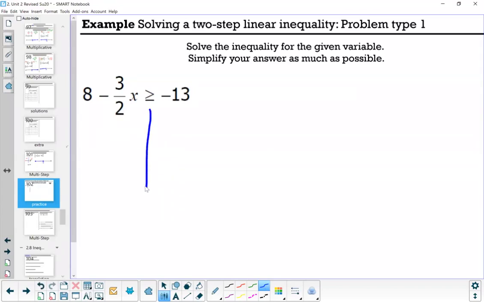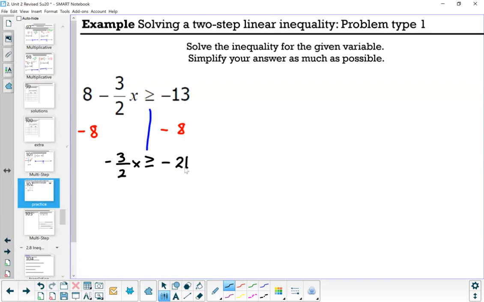Okay, so here I have 8 minus 3/2 x greater than or equal to negative 13. And so now I want to undo addition or subtraction. So I'm going to do the inverse of 8, which is negative 8, on both sides. So that's going to give me negative 3/2 x is greater than or equal to, and then negative 13 and negative 8 is negative 21, sorry.